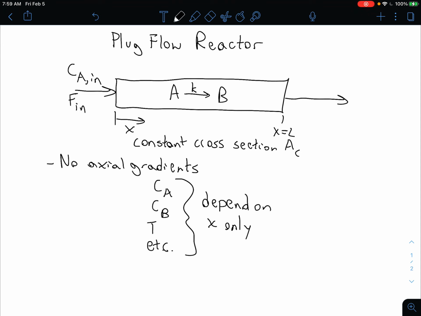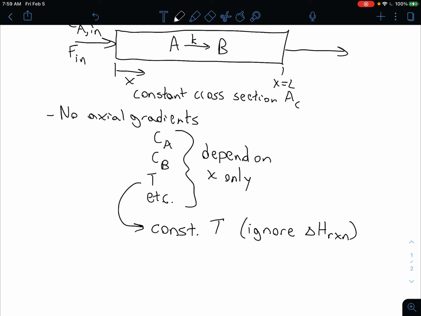Okay, so additional assumptions right now, I'm going to assume that we have constant temperature. In general, if you have an exothermic reaction, for example, we could have a heat of reaction that affects the temperature of the fluid as the reaction progresses, but I'm going to ignore that in this problem. The other thing is I'm going to assume steady state, which means nothing depends on time.